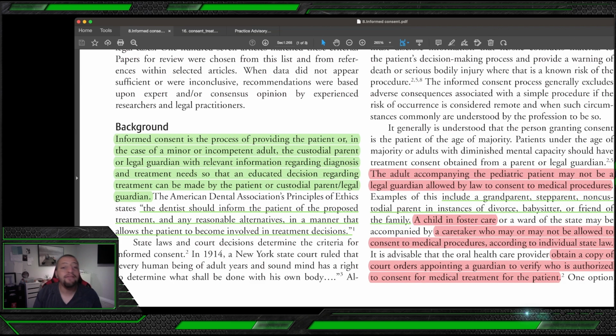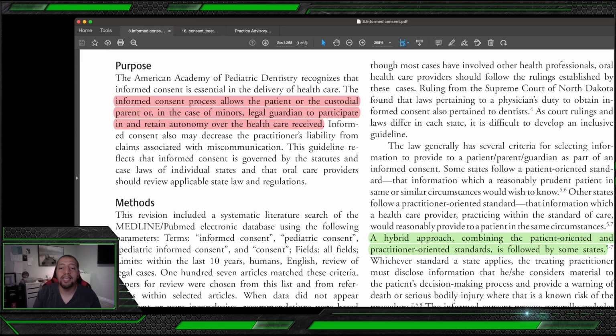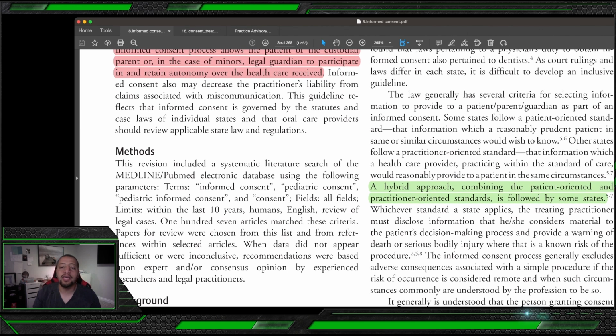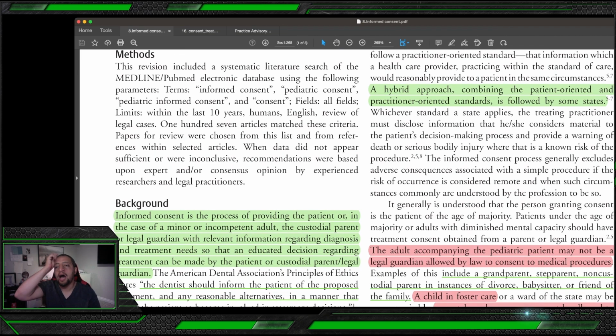The dentist should inform the patient of the proposed treatment and any reasonable alternatives in a manner that allows the patient to become involved in the treatment decision. So here comes the importance of the word informed. Then it says a hybrid approach combining the patient-oriented and practitioner-oriented standards is followed by some states. So it speaks about the states, like in the United States of America. It's the same in Canada, slightly different, but it's not patient-oriented.